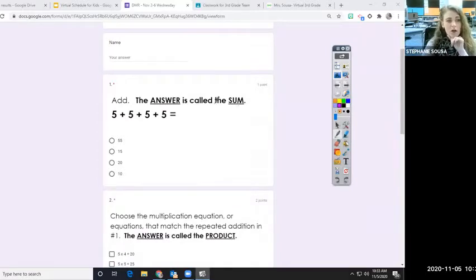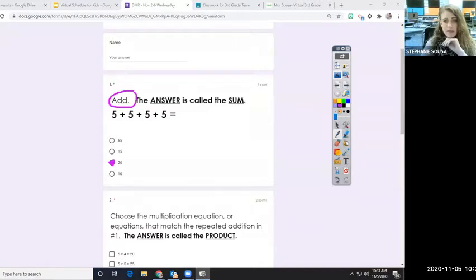The answer is called the sum. We are asked to add 5 plus 5 plus 5 plus 5. I know how to skip count by fives, so that is 5, 10, 15, 20. So my sum is 20. Questions on that? Beautiful. I did not figure as such.